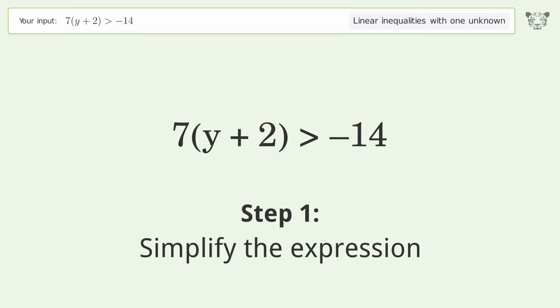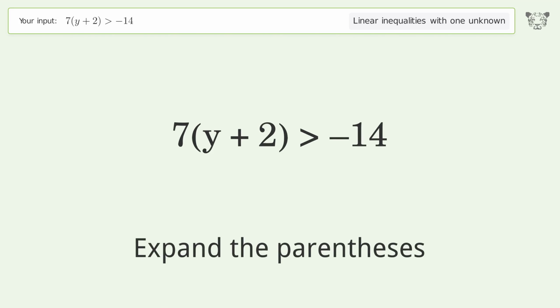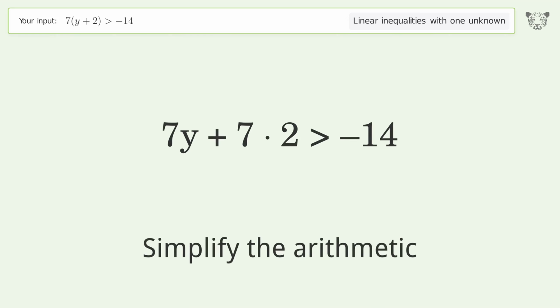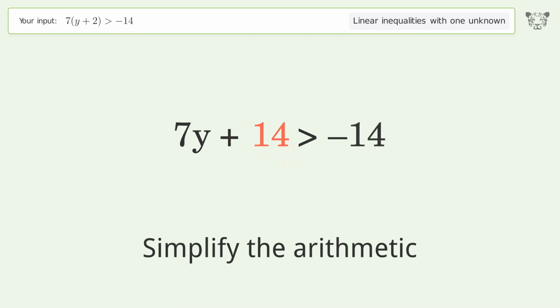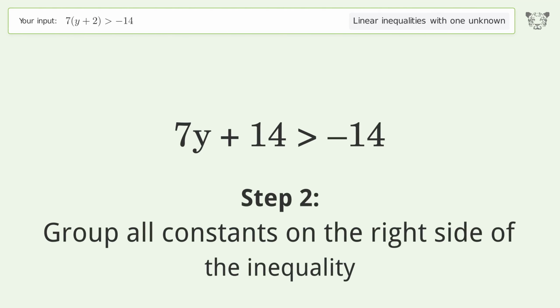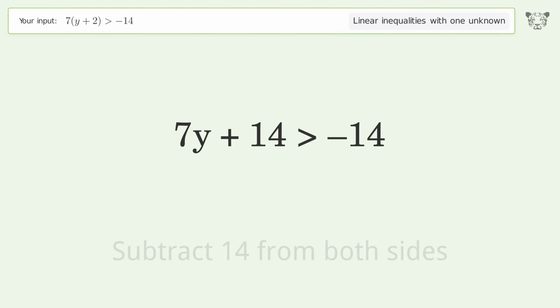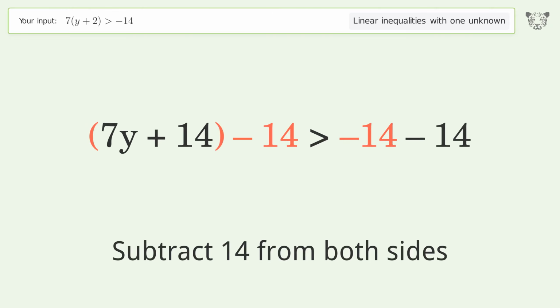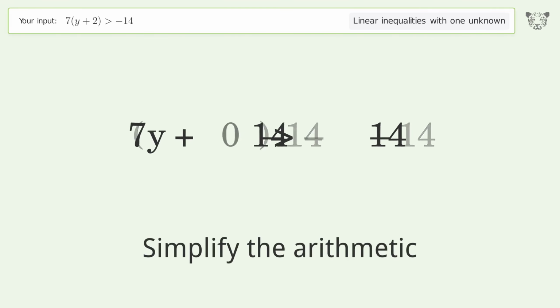Simplify the expression. Expand the parentheses. Simplify the arithmetic. Group all constants on the right side of the inequality. Subtract 14 from both sides. Simplify the arithmetic.